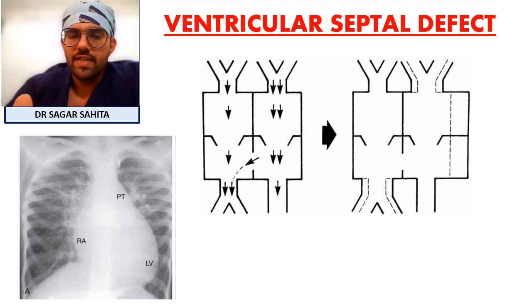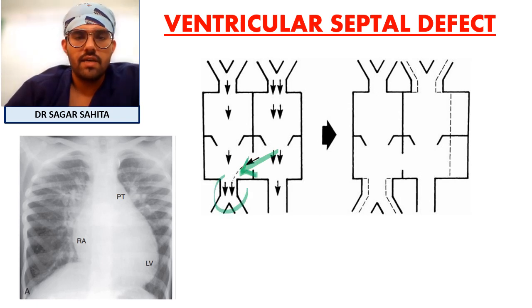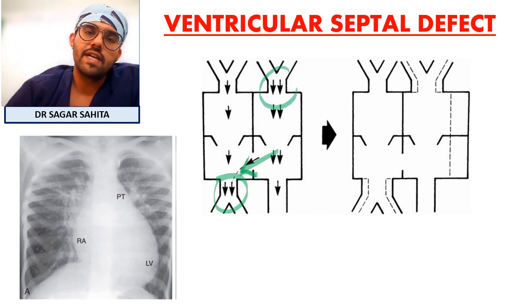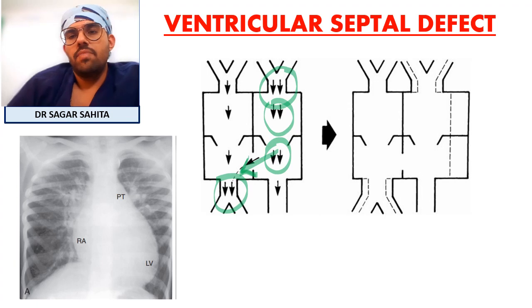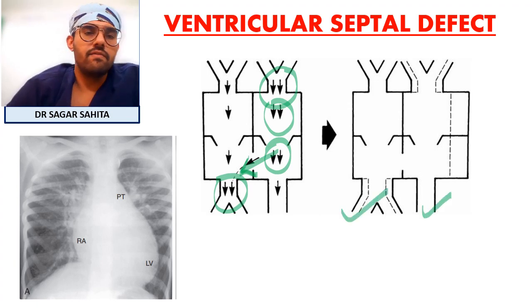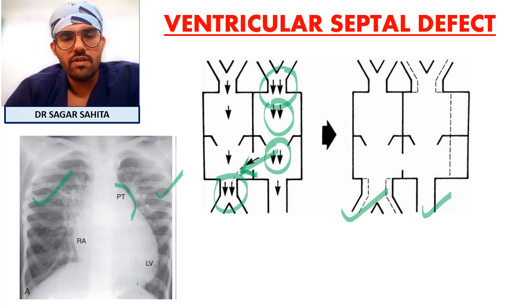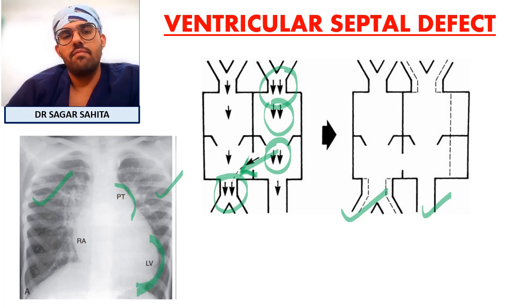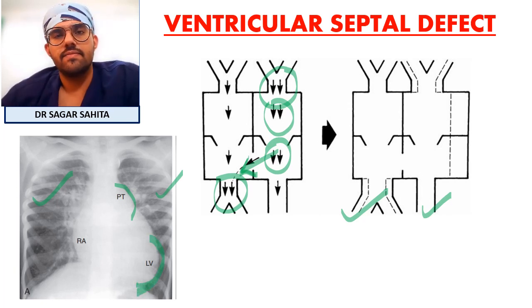So what happens in a VSD is a left to right shunt across the VSD. So blood enters from the LV to the PA. More blood returning to the left side of the heart, LA enlargement, LV enlargement. Typically these patients have a small aorta and a large PA with plethoric lung fields. And on the X-ray, in contrast to an ASD, you will find an LV type of apex and plethoric lung fields.